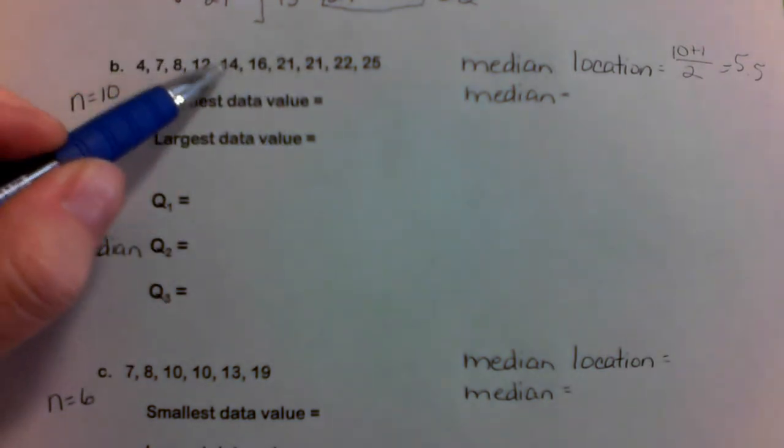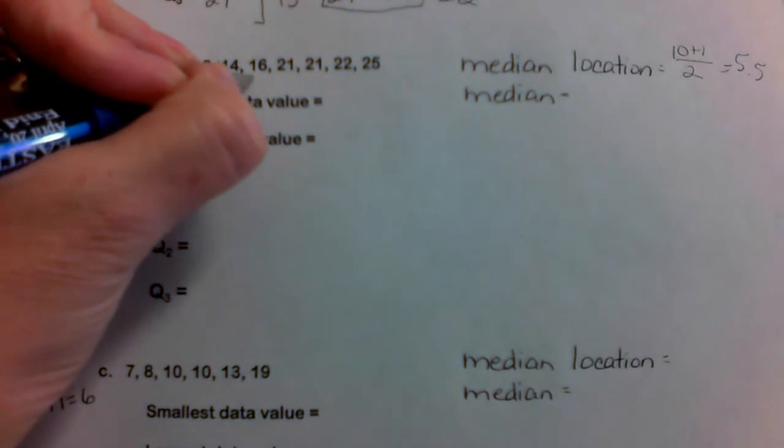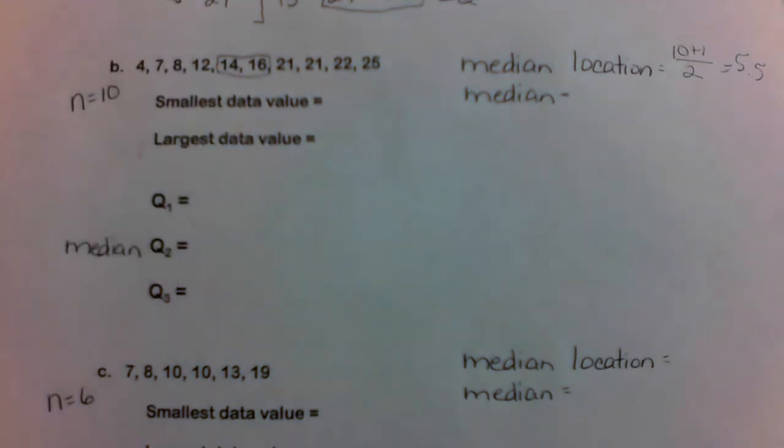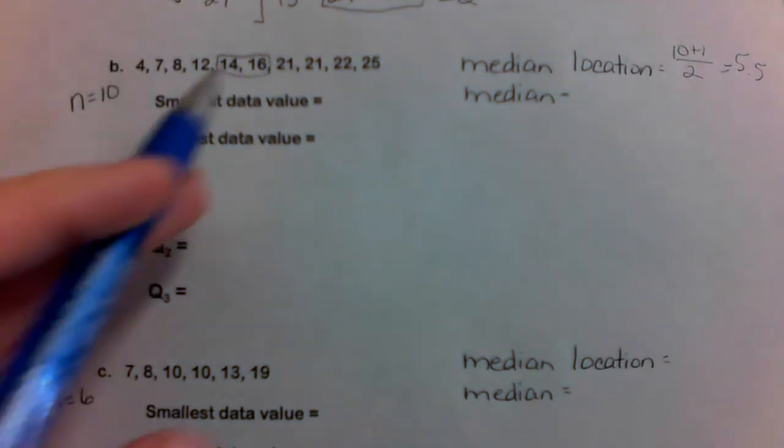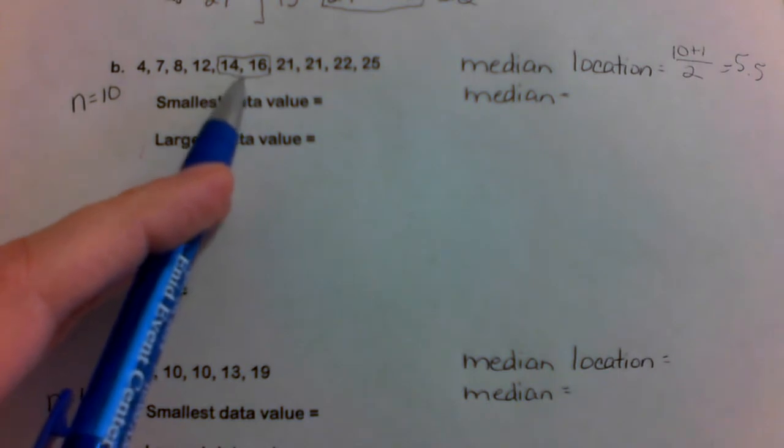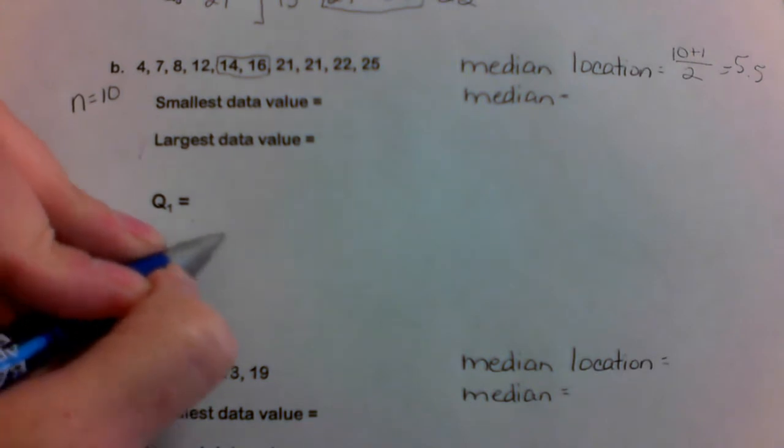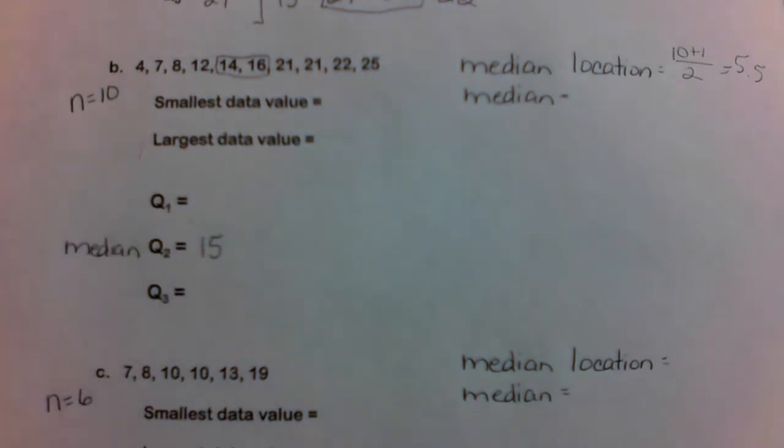1, 2, 3, 4, 5. So quartile 2 is found between here, so I would take 14 plus 16 divided by 2, and that would give me 15.